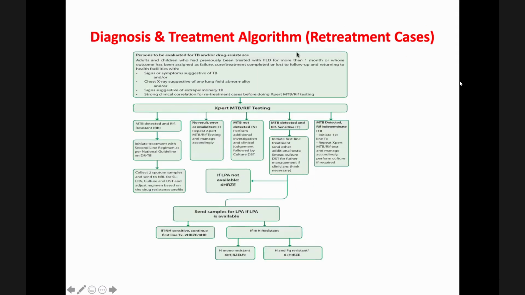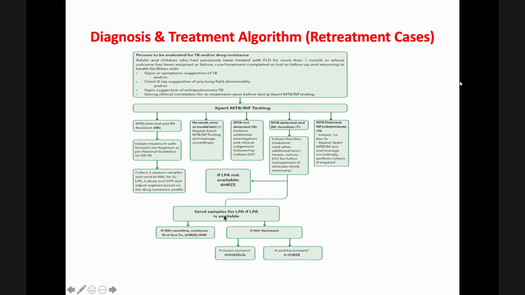Then what are the diagnosis and treatment algorithm for the retreatment cases? The person to be evaluated for TB is the retreatment case, with drug resistance. These are the signs or symptoms suggestive of TB and or chest X-ray, signs suggestive of extrapulmonary TB, with strong clinical correlation of retreatment cases before going for Xpert TB. Then again you do the Xpert TB. If it is sensitive, initiate first line treatment. If LPA is not available, then you go for 6 months of HRZE. If the LPA is available, send the sample for line probe assay.